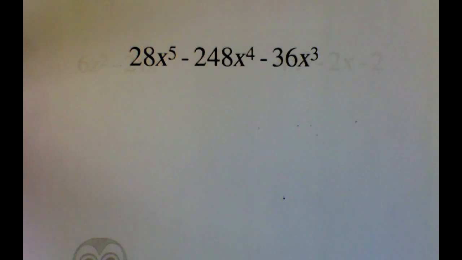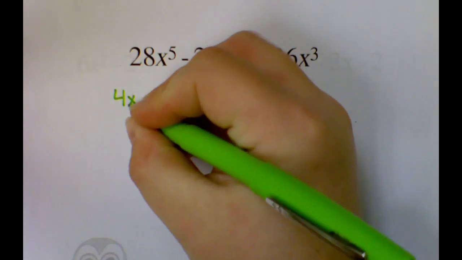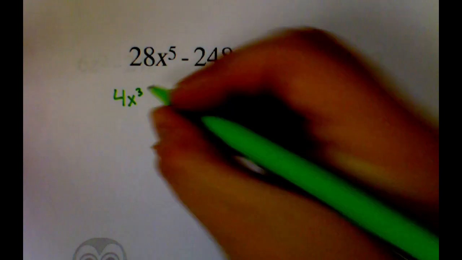For 28x to the 5th minus 248x to the 4th minus 36x cubed. Well, we've never dealt with x to the 5th powers before. We don't know how to factor those. But look for your GCF first. Well, 28, 248, and 36, all of those can at least be divided by 4. And I noticed that I can take x cubed out of all three terms also. So my GCF is 4x cubed.